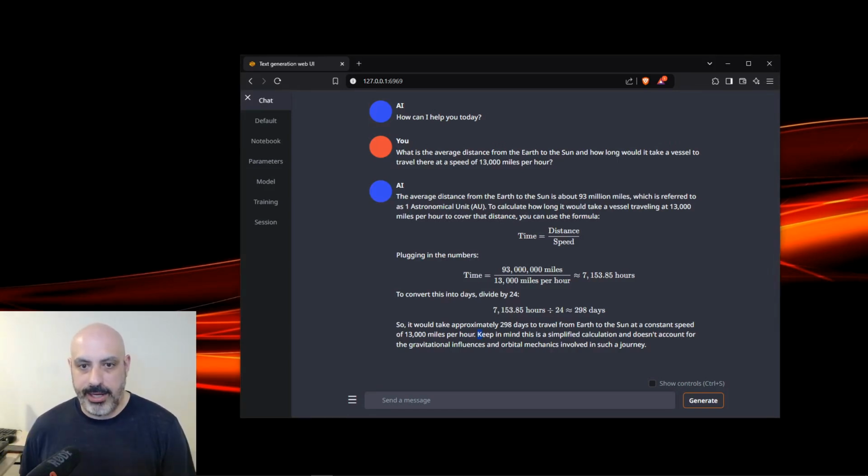I also like down here it says, keep in mind this is a simplified calculation and doesn't account for the gravitational influences and orbital mechanics involved in such a journey. I like it when the LLMs that I ask this question to do the math, but then explain, well, there are other variables involved here.